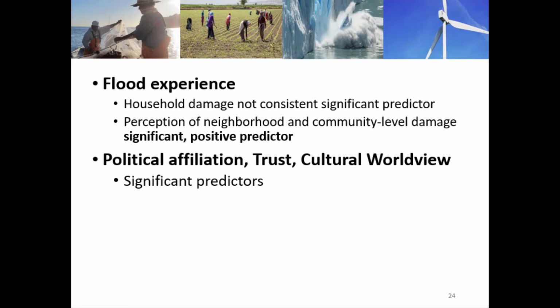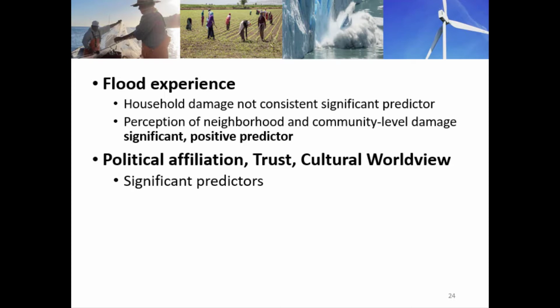So what did we find in our study? As you may remember, we had 3 measures in our survey about damage or flood experience. And 2 of those 3 were found to be significant. Household damage was not a significant predictor of climate change beliefs, but neighborhood and community level damage were found to be significant and positive predictors of beliefs about climate change, controlling for a large number of other factors, including demographics.